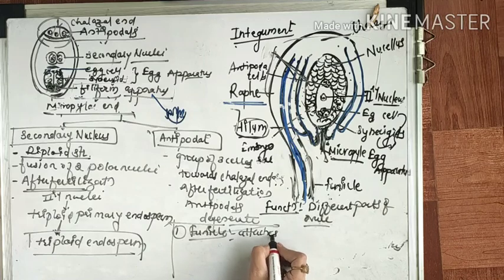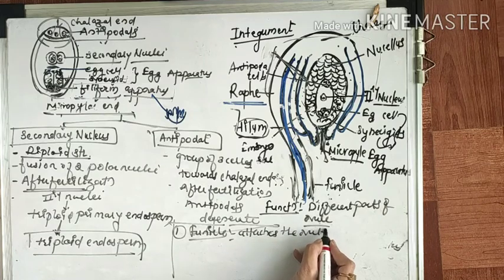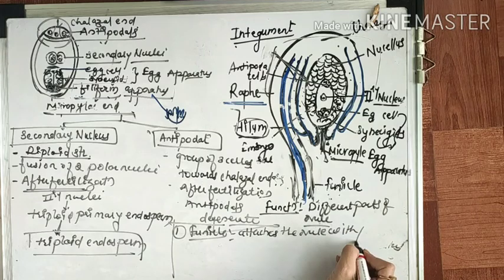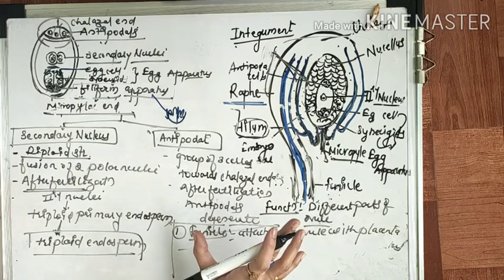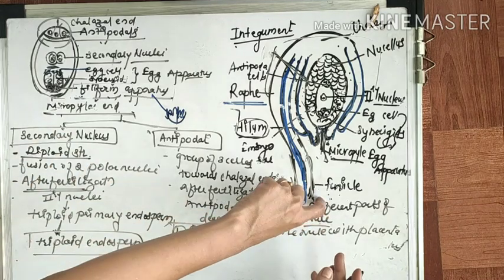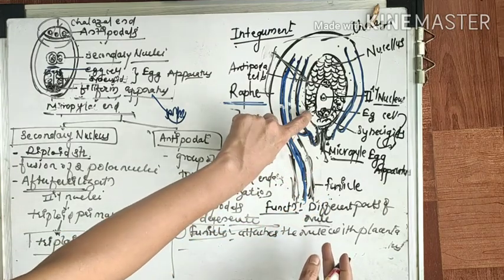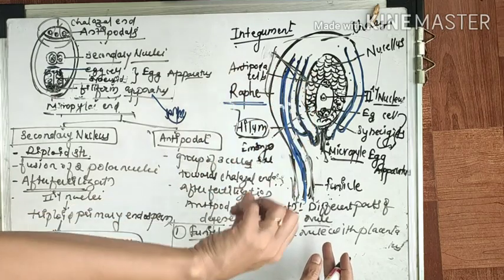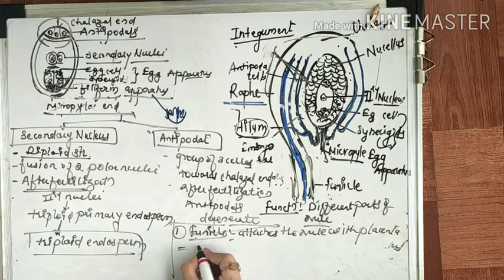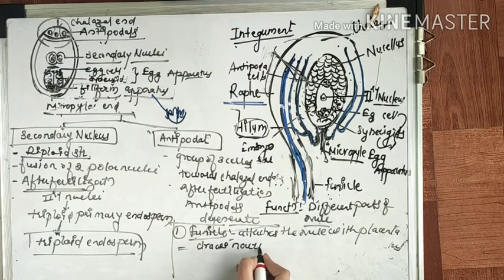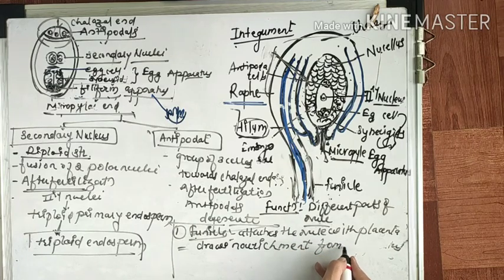It attaches the ovule with the placenta, right? And the second important function is that it draws nourishment from the placenta. Here the placenta is there, so it gives nourishment to this ovule. So it draws the nourishment from the placenta to the embryo sac, right? So the second function of this funicle is that it draws nourishment from the placenta.